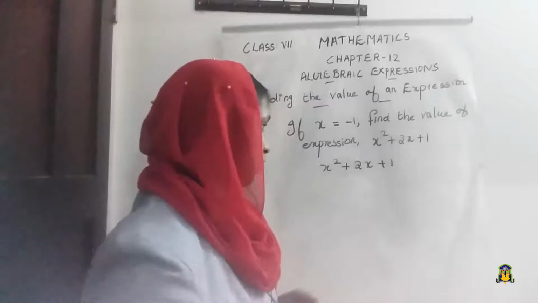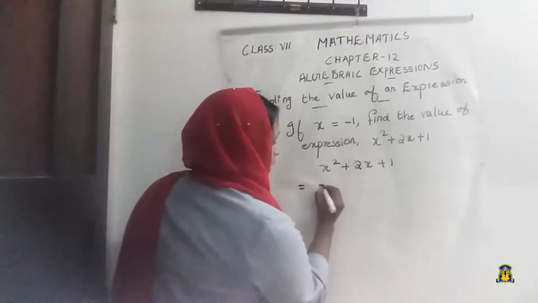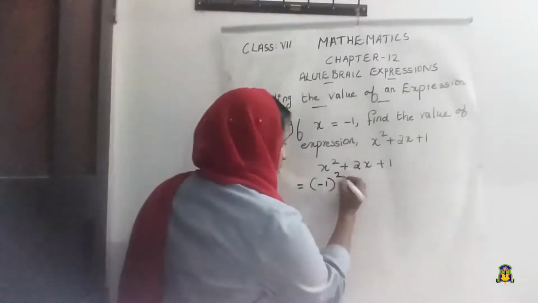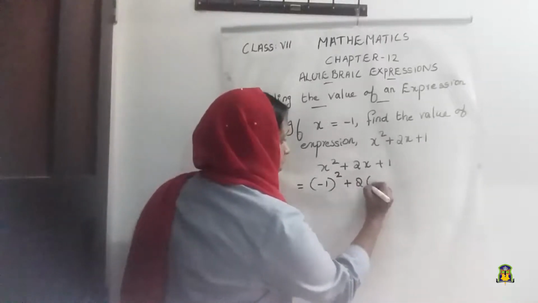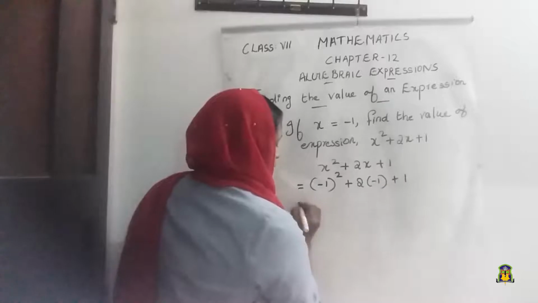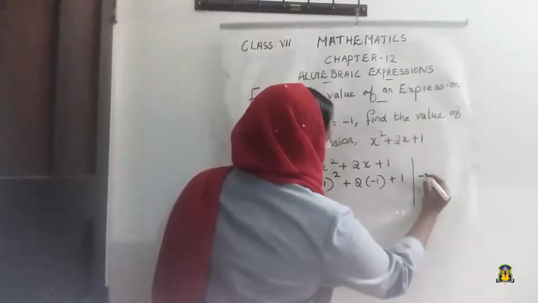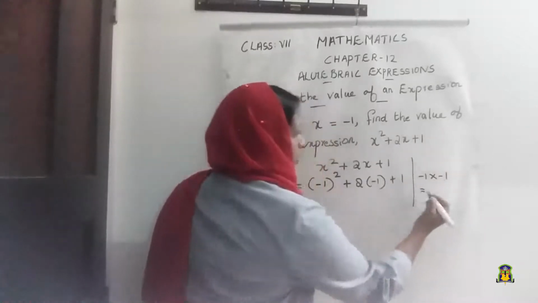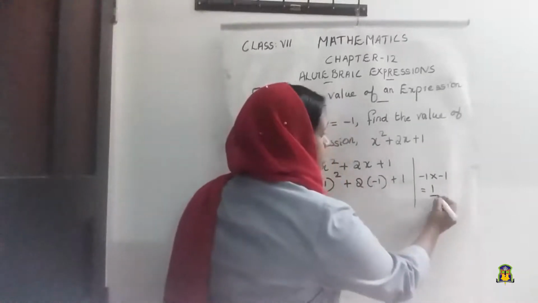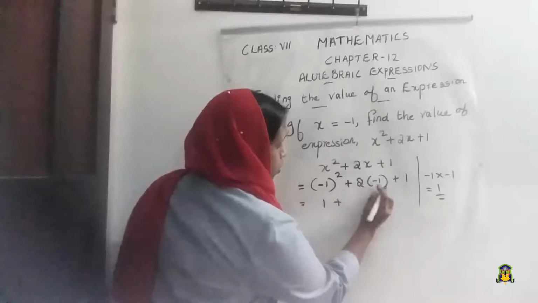X equal to -1. That means, see here, when x equal to -1, here x square, here x, we want to give the value -1, that is -1 whole square plus 2 into, here also x, for x we want to give the value -1, plus 1. Okay, now see this, -1 square, that means negative 1 into negative 1. Negative 1 into negative 1 we already know is 1. Negative into negative is positive. So we can write here 1 plus 2 into negative 1.